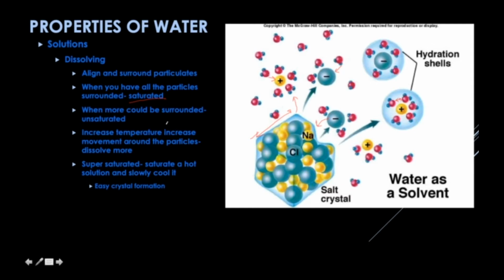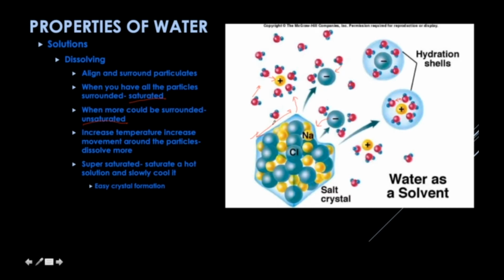If you had more that could be surrounded, then you are unsaturated. So if you could add more sugar, add more salt to it, then it is unsaturated. If you increase the temperature, you increase the movement of the particles, and so you increase the amount of these hydration shells you can make at any one point in time, and it allows you to dissolve more particulates for the most part. Solid particulates, not gas, and we'll get into that in a second.